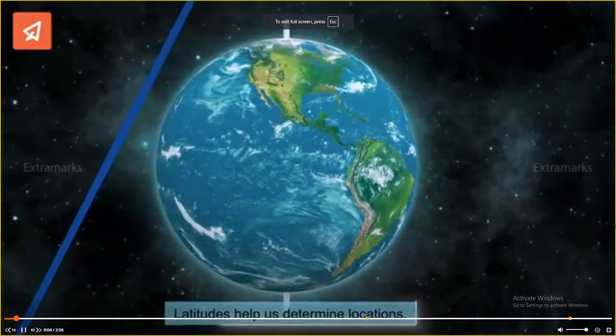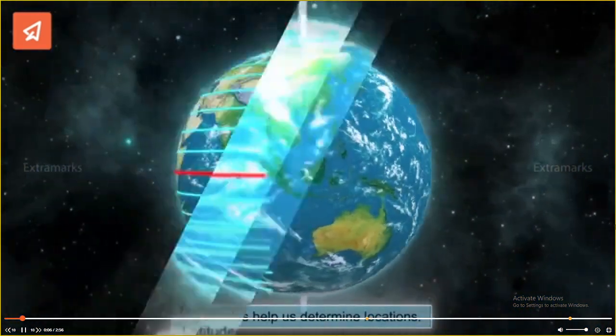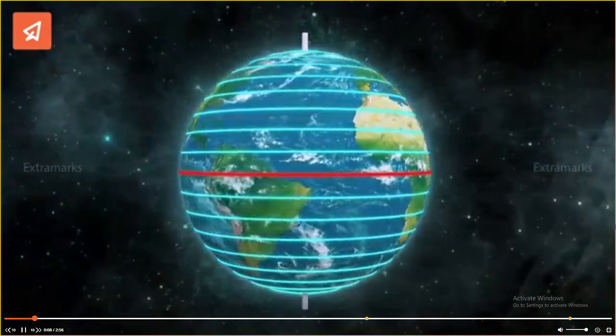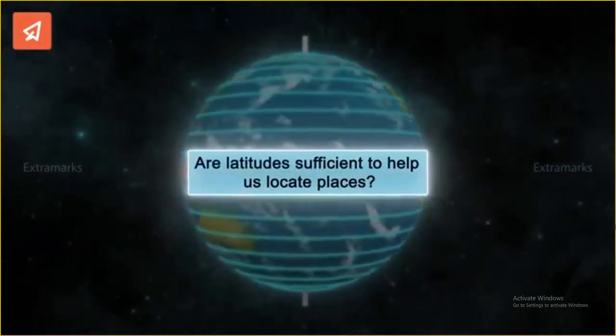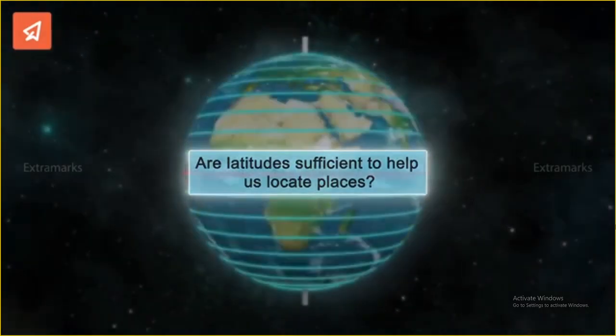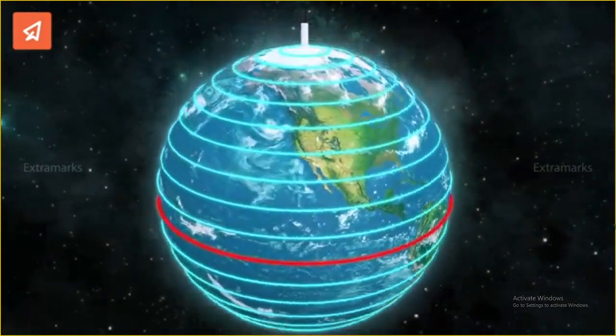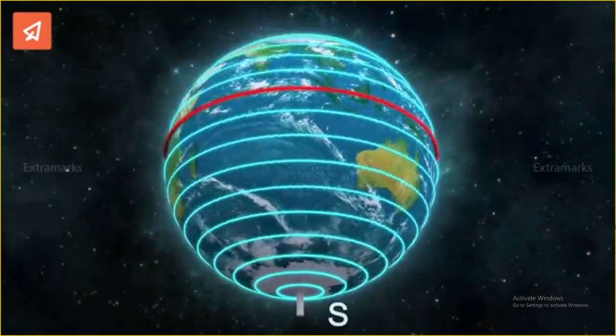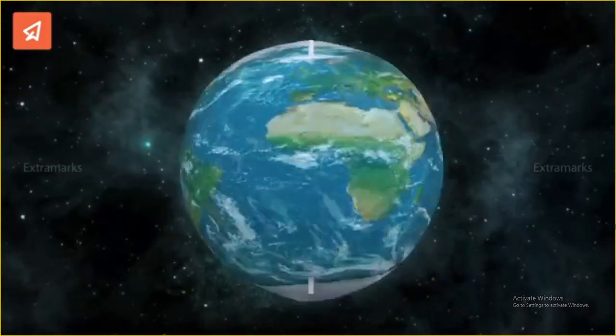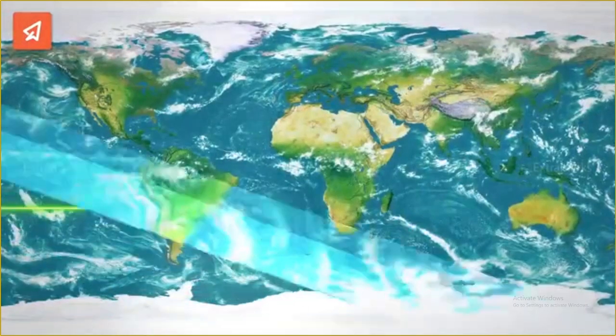We have already learned how latitudes help us in determining locations. However, do you think latitudes are sufficient to help us locate places? They only help us in finding out locations north and south of the equator. How would we find out the precise location of a place?